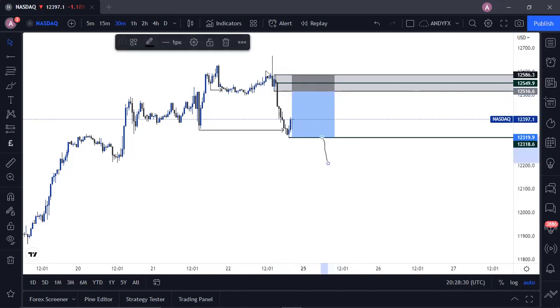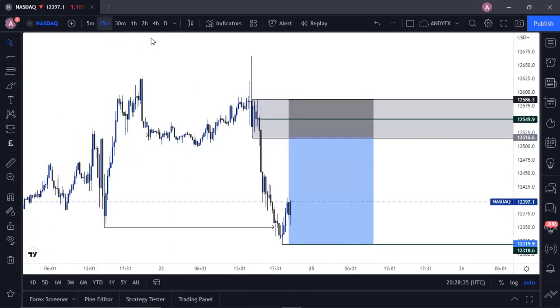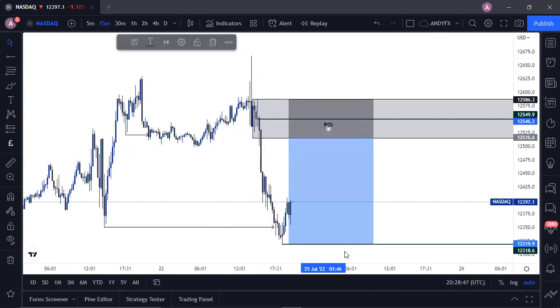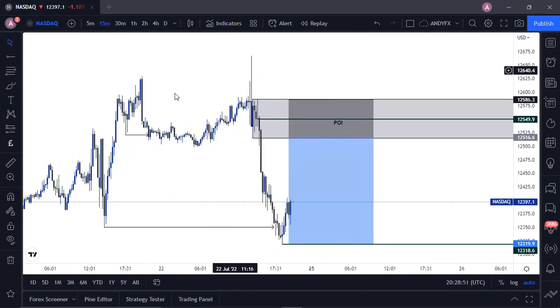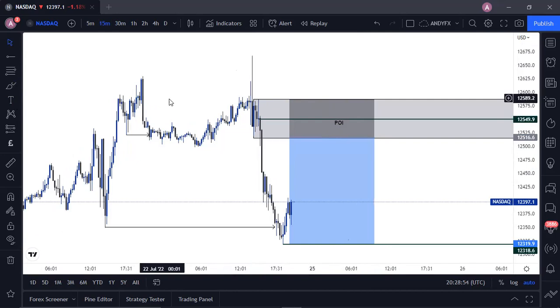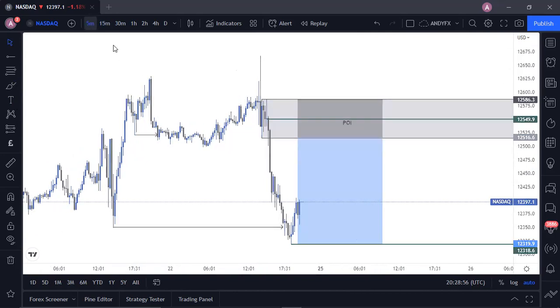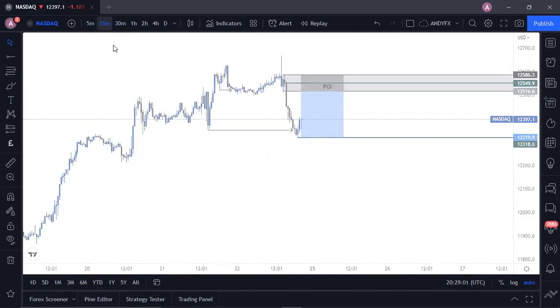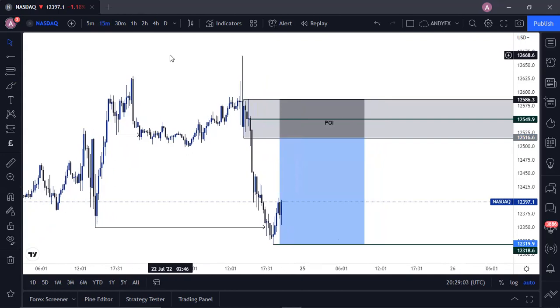I'll be making more videos about smart money. I'll be going through different kinds of topics. So this is going to be my point of interest. It's going to be my POI. This is where I'll be looking to sell Nasdaq.